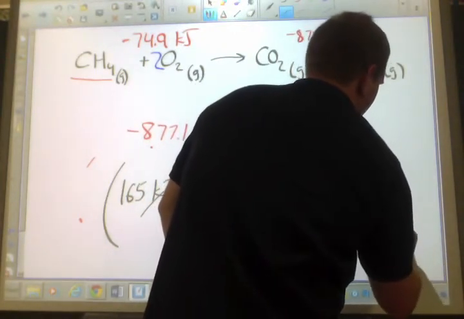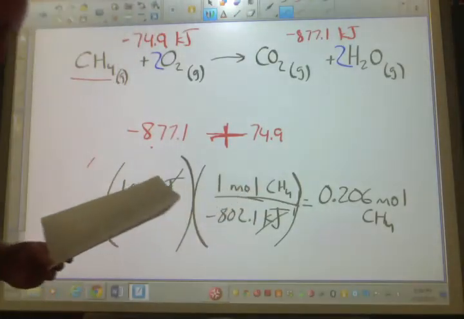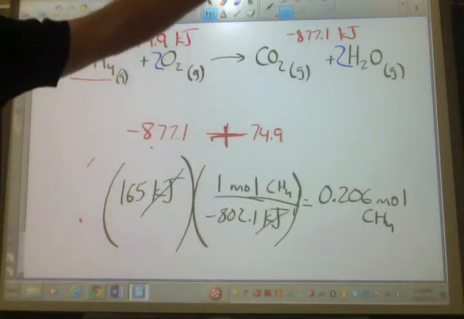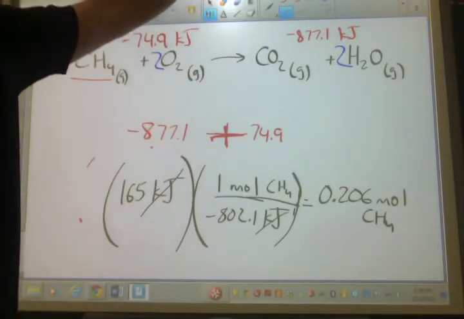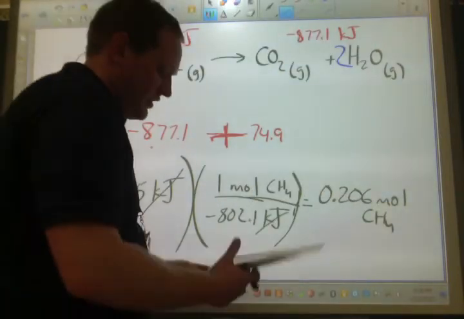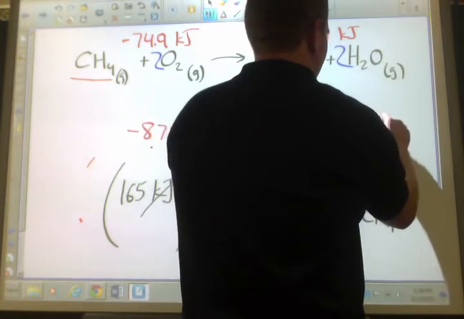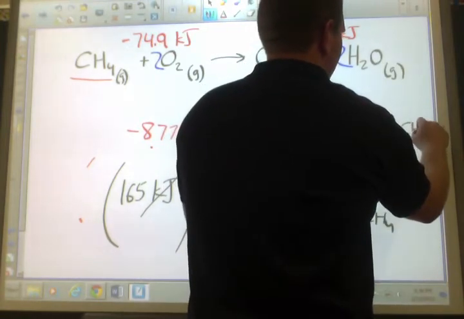Moles of CH4. We're looking for grams of CH4. One last final step. Molar mass for CH4 is going to be 12.01 plus 4 times 1.00794. And I'll leave the math up to you guys, but this is going to turn into 3.29 grams of CH4.